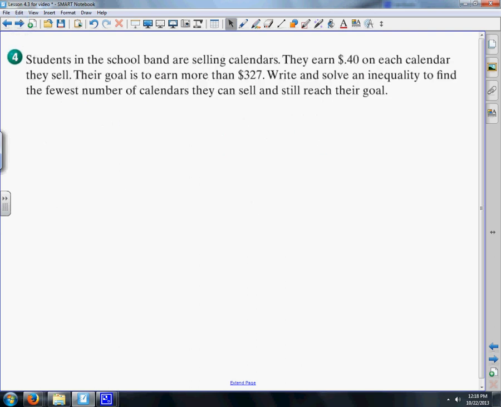All right, students in the school band are selling calendars. They earn 40 cents on each calendar they sell. Their goal is to earn more than $327. Write and solve an inequality to find the fewest number of calendars they can sell and still reach their goal. So try this problem.